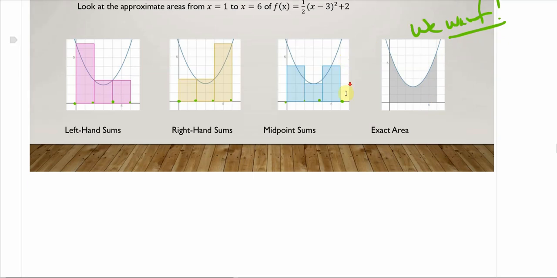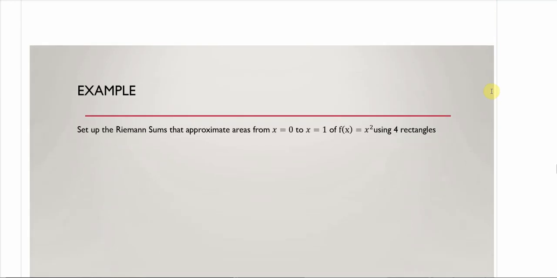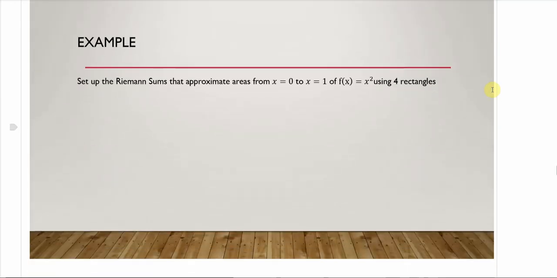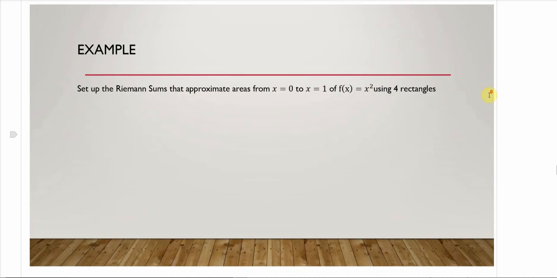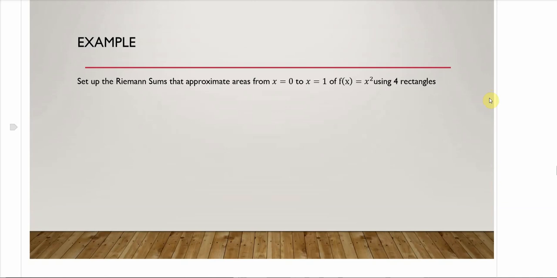Okay. All right. I found the exact. I found the work. Here's the work. You can pause the video and look at the work for finding each area for those estimates. Okay. I'm just setting them up. Now, we're going to do an example together here. We're going to set up the Riemann sums that approximate the area from 0 to 1 using 4 rectangles.